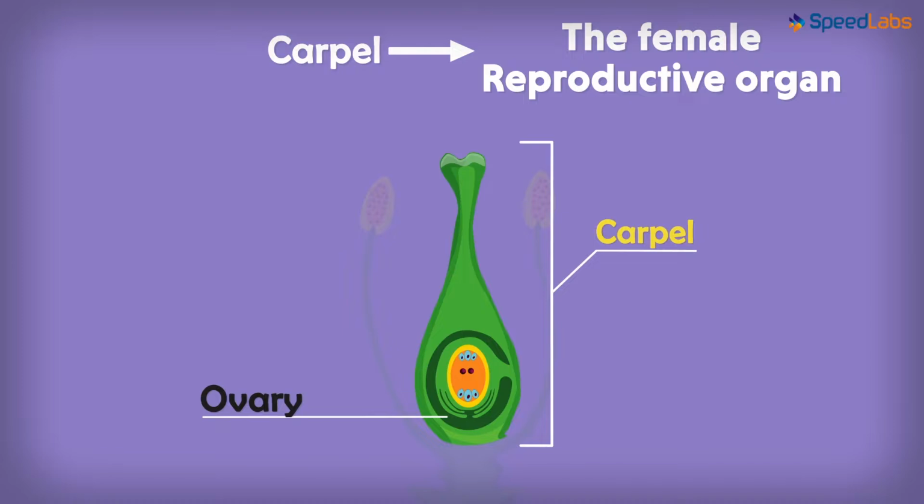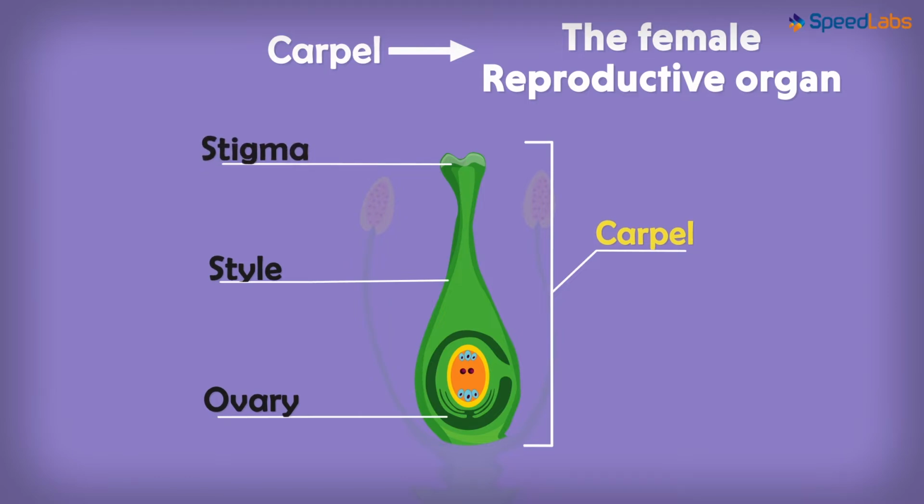Coming out of the ovary and moving upwards is an elongated tube and it's called the style. Swollen bottom is the ovary and the elongated tube is called the style. What about the terminal part, the part which is exposed to the surroundings? If you touch this part, you will feel the presence of a sticky substance here at the tip. It is called the stigma and it is sticky to help the pollen grains stick to it.